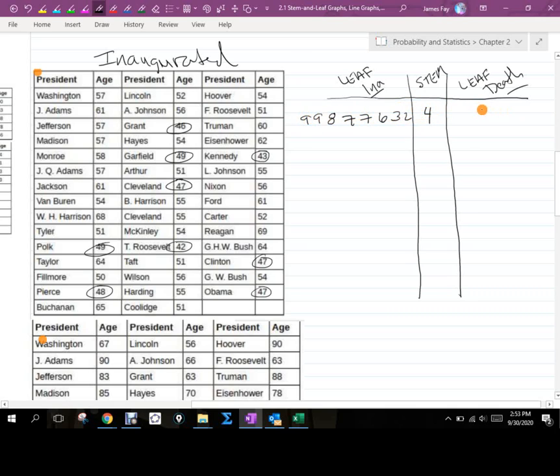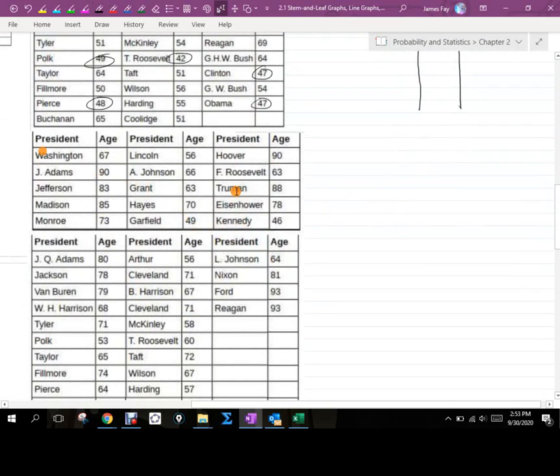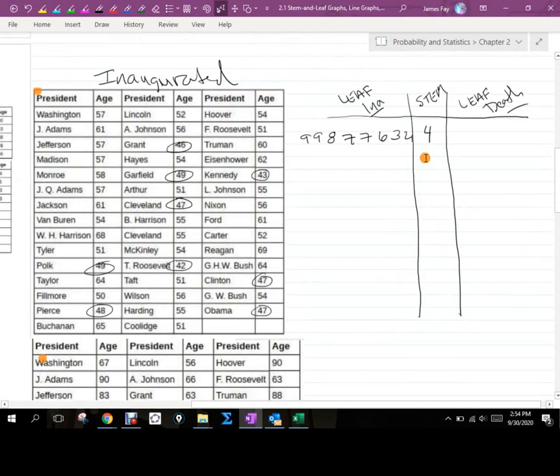And if I go to the death side, come down here, this is the grouping for deaths. I think Garfield died early, right? Garfield died at 49, and Kennedy was 46. So 46 and 49, okay? And then I would go to the 50s and do the same thing, right? I'll just give you a visual of what's going to happen here.